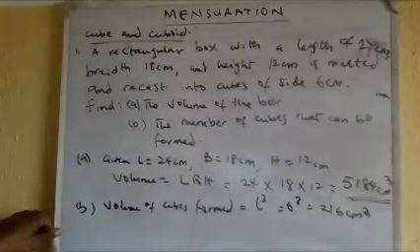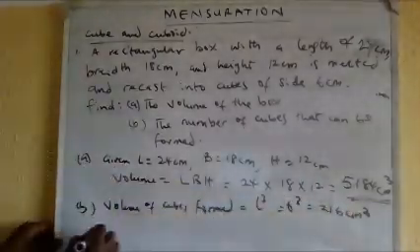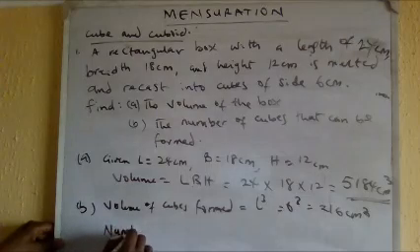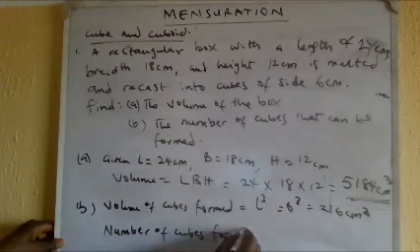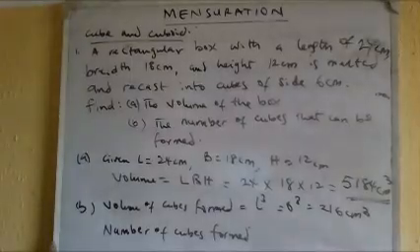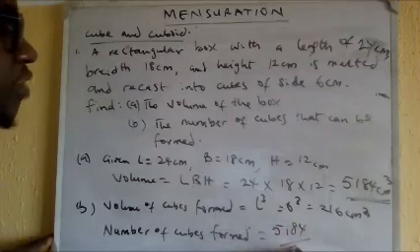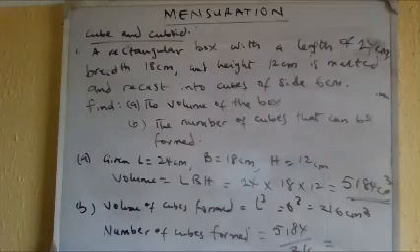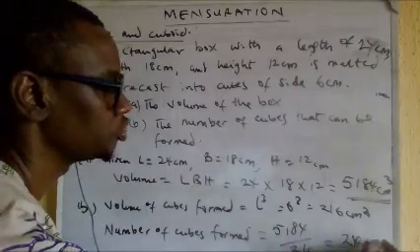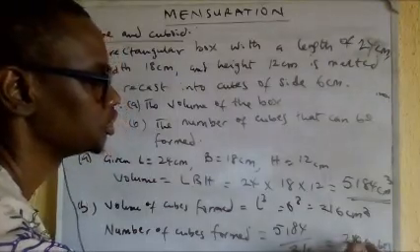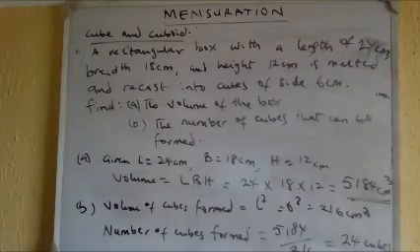Now, how many cubes will be formed from this? Just divide this by this. So the number of cubes formed from that cuboid that was melted is equal to 5184 all over 216. So the number is 24 cubes. Note the units. You didn't change from cm cube to 24 cubes. So that's the answer.